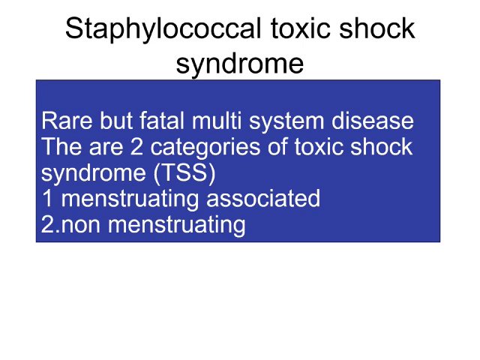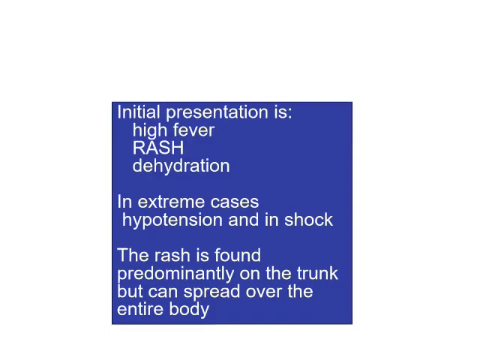The initial presentation is high fever, the rash, and signs of dehydration. In extreme rare cases, patients may be severely hypotensive and in shock. The rash is found predominantly on the trunk, but can spread over the entire body. The laboratory findings include elevated white cell counts, decreased platelets, and increased blood urea nitrogen, and DIC is likely to occur.